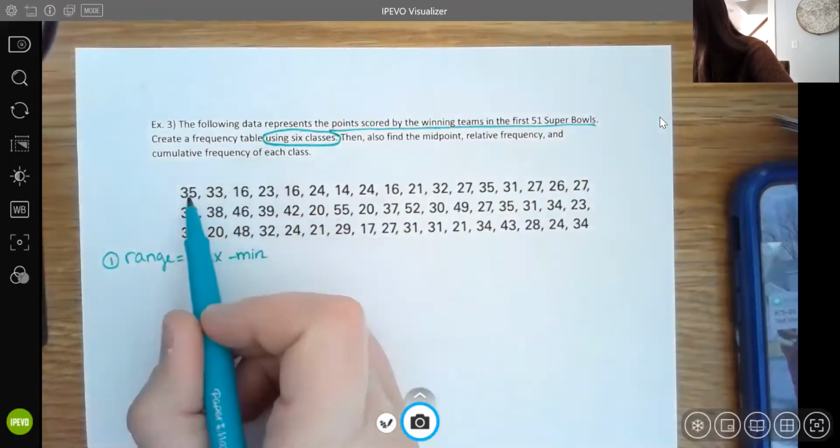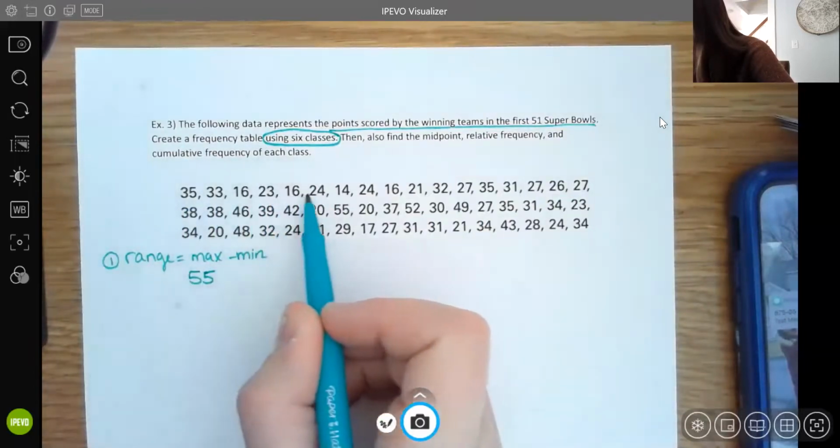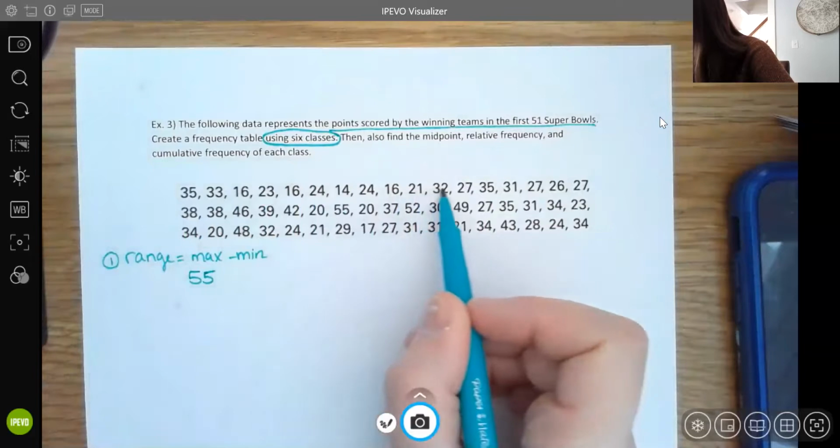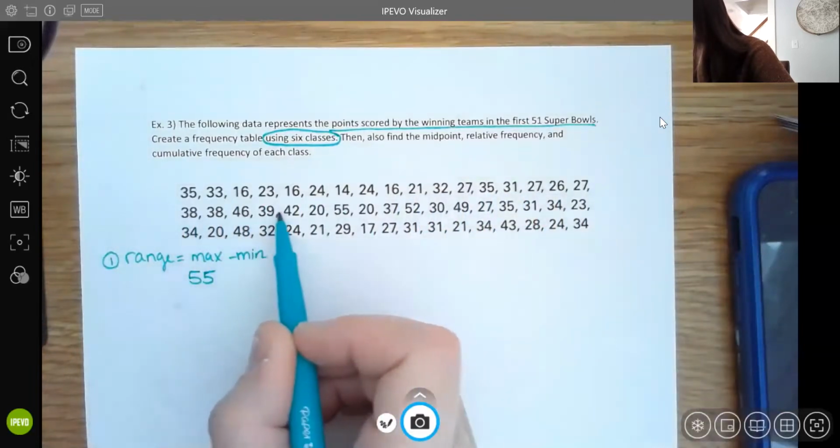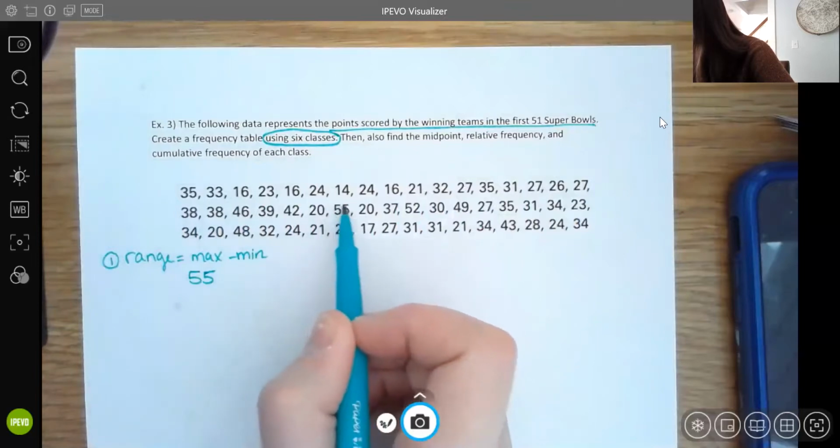I'm just going to check one more time. We don't want to make a mistake on something silly like this and then have to redo all of our work. So again, I see that 55.